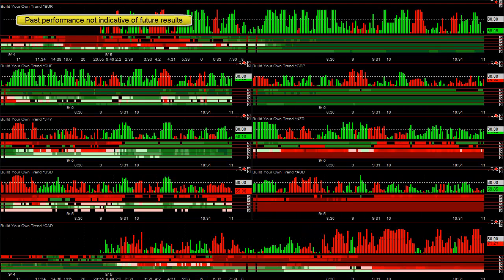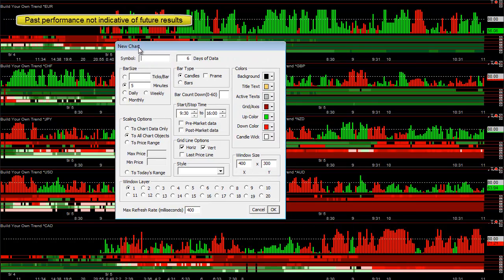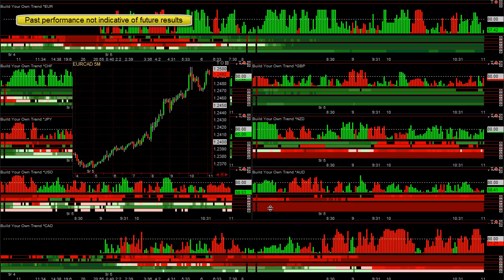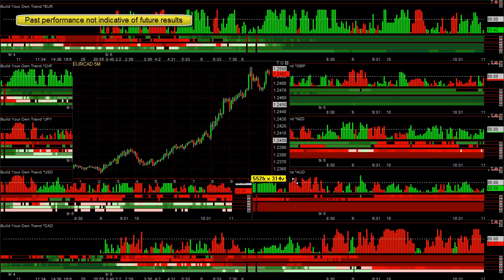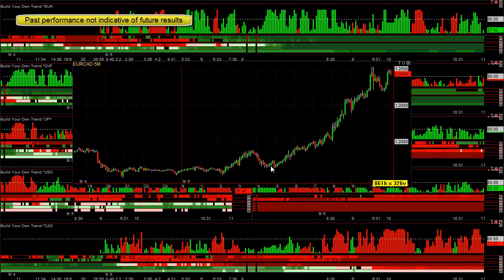Okay, going back to our currency meter, you can see the euro was extremely strong all day. This is not a currency that we typically leave running for our blog, the EURCAD, but we're going to bring it up just to show it. Very strong euro, very weak CAD, and obviously this thing just took off and went up over 100 pips.